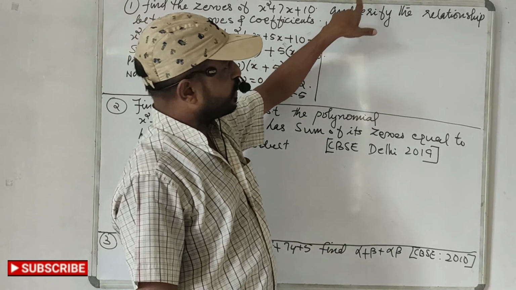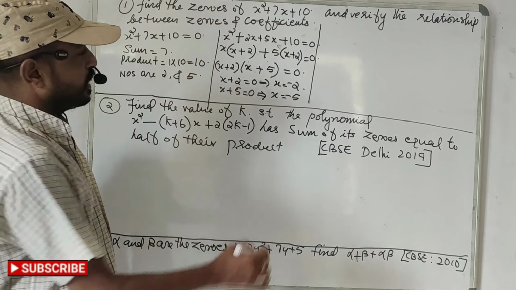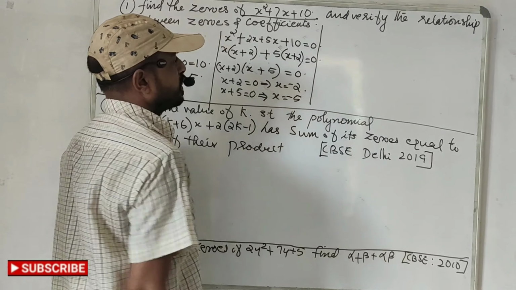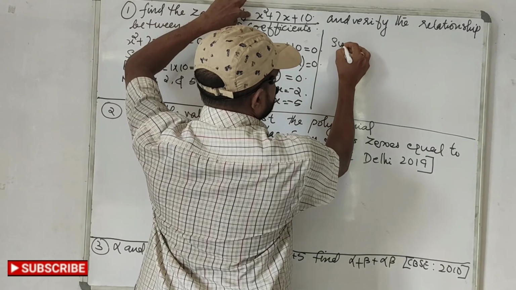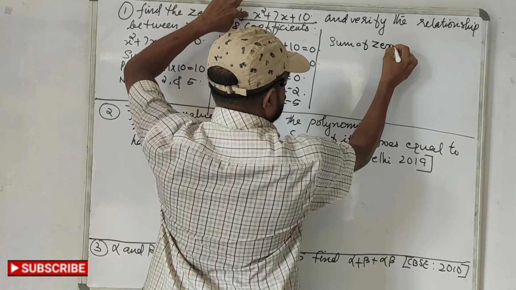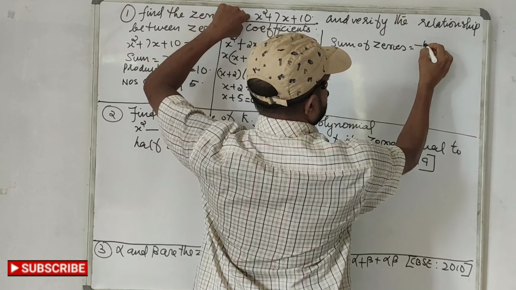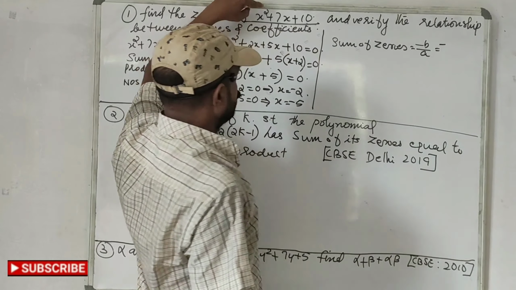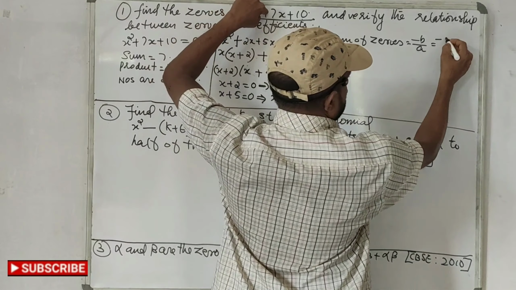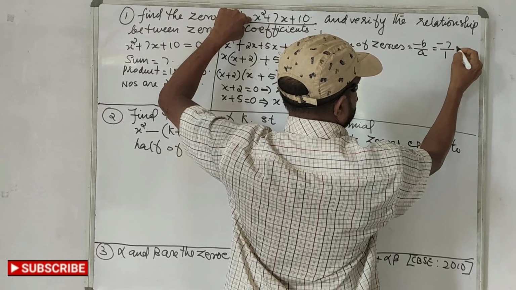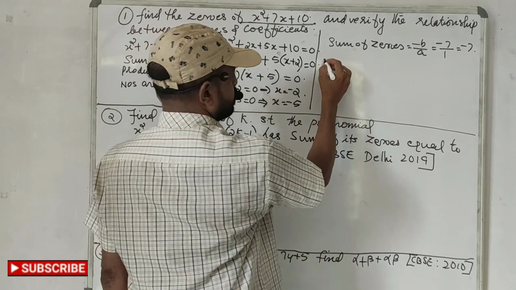And you are required to verify the relationship between zeros and coefficients. What is the given polynomial? x square plus 7x plus 10. We have seen that the sum of the zeros is minus b by a. What is b? It is the coefficient of x, which is 7. Minus 7 by a, where a is the coefficient of x square, which is 1. So this is minus 7. Sum of the zeros is minus 7. And what is the product of zeros?